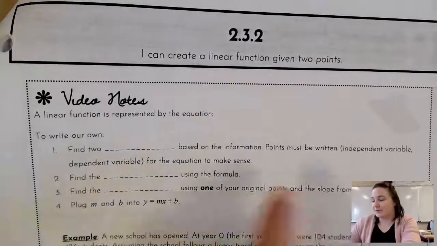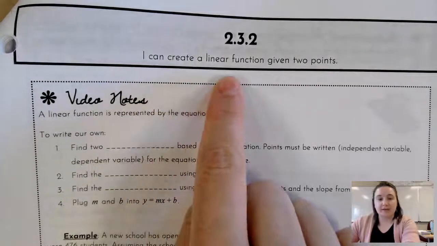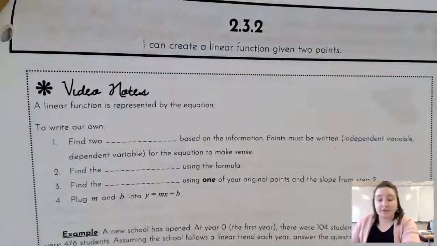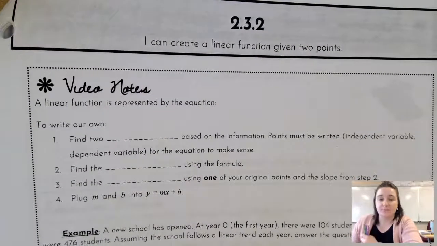In this video, we're going to go through Learning Target 2.3.2, which is to create a linear function given 2 points. In your note packet, this is on page 21. If you don't have your note packet, you can use a notebook as well.